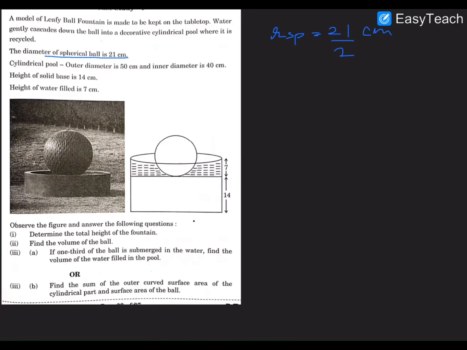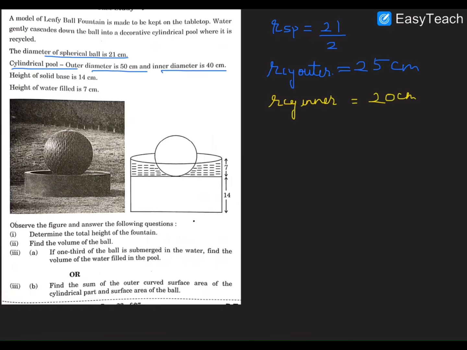The cylindrical pool's outer diameter is given as 50 and the inner diameter is 40 centimeters. The height of the solid base is given as 14 centimeters and the water is filled up to 7 centimeters. That means the total height of the cylinder is 21 centimeters. You have to add 7 plus 14 to get the total height of the cylinder.